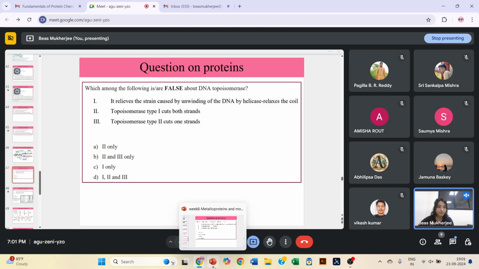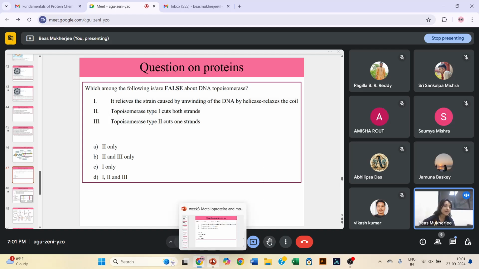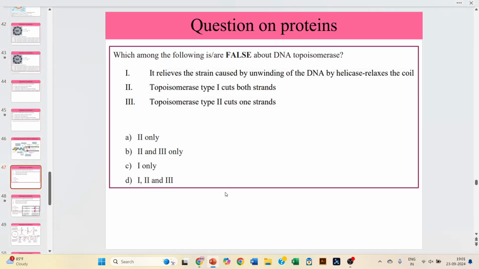There are many numericals also, very simple, very easy numericals, very scoring. But then you need to understand what linking number is, when linking number can be changed, everything. I think we have this in our session also. I mean, maybe in the future sessions, we'll see.